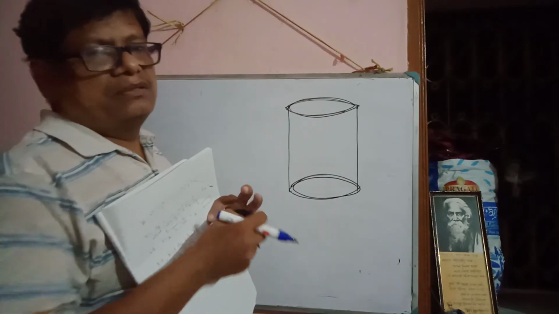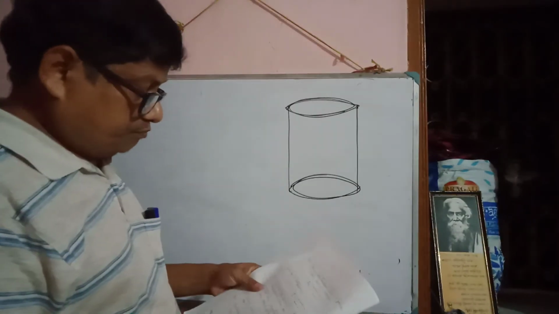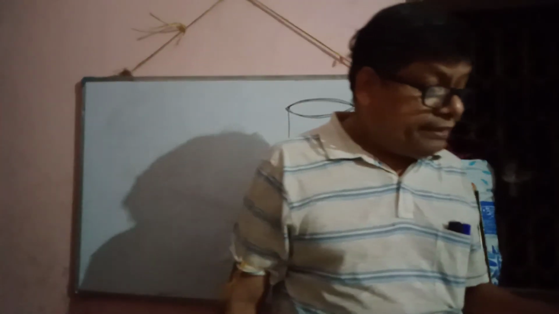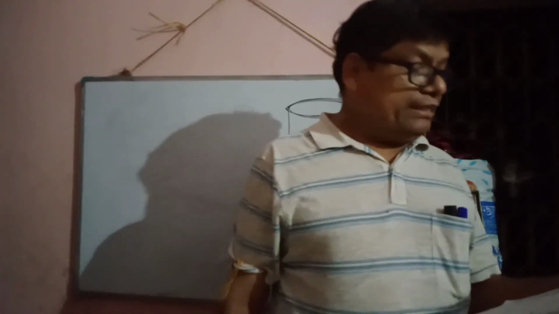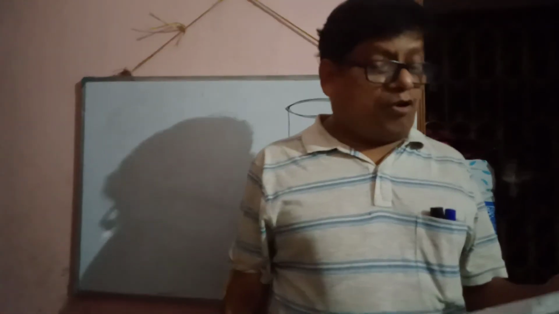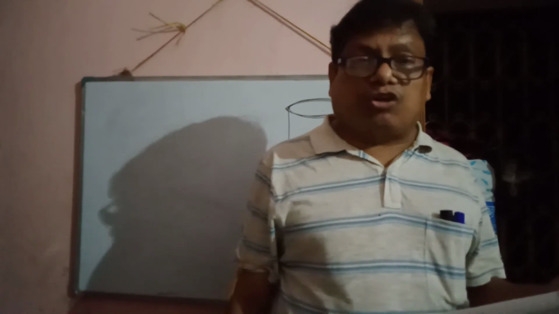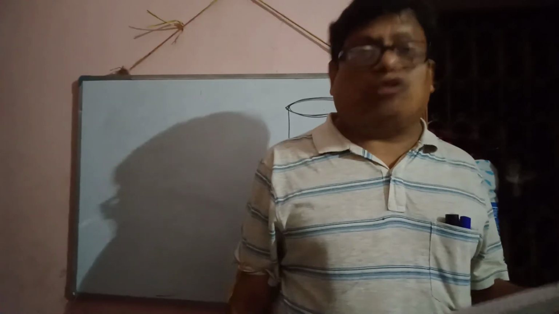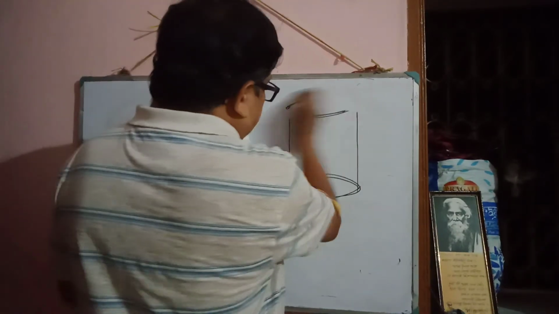Understood? And all of you know, a solid made up of polygonal regions is called a polyhedron. Okay.